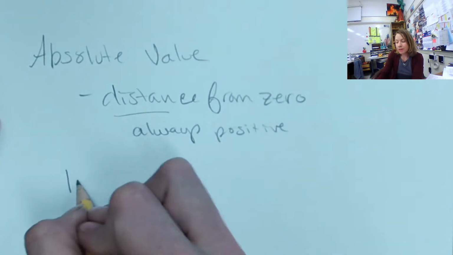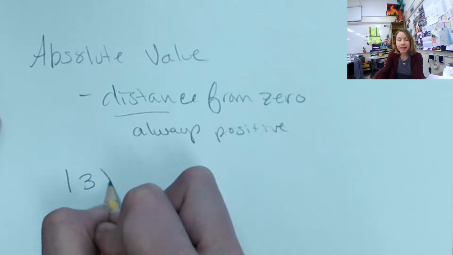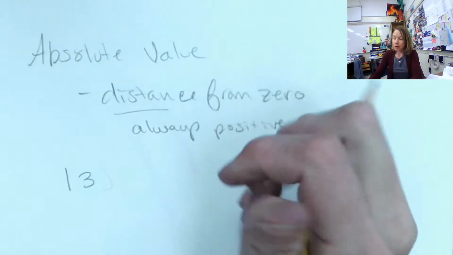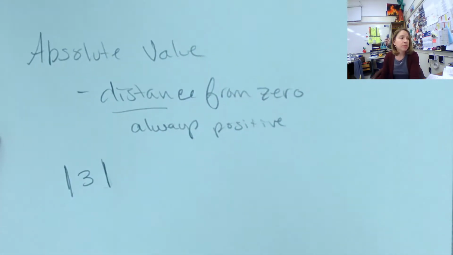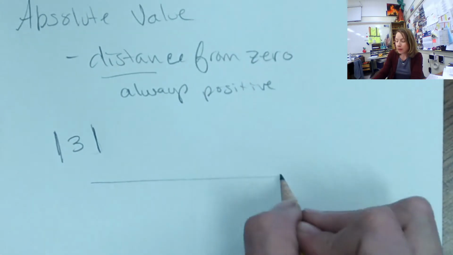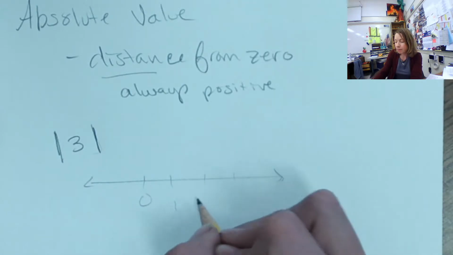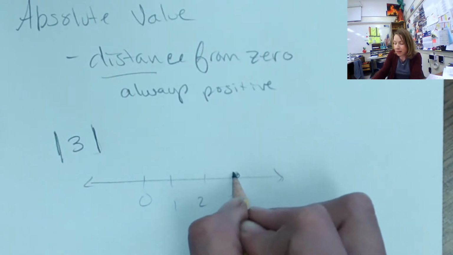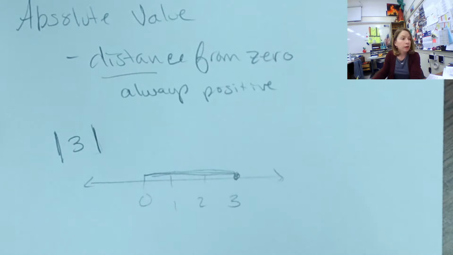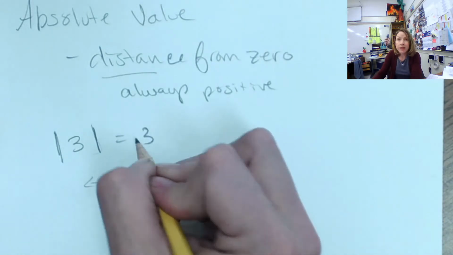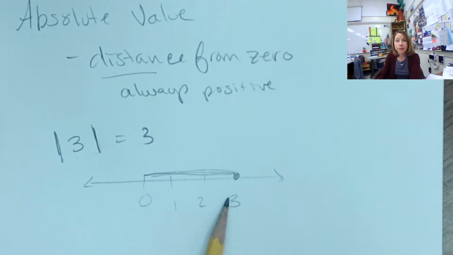So if I have, say, the absolute value of 3, remember absolute value is those two big lines, the absolute value of 3, we can picture it like this. Here's my number line. Here's 0, 1, 2, 3. So 3 is right here. We want this distance right here. That distance is 3. 3 is 3 units away from 0.